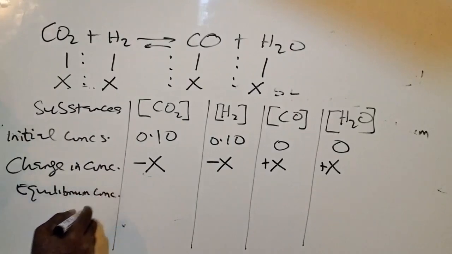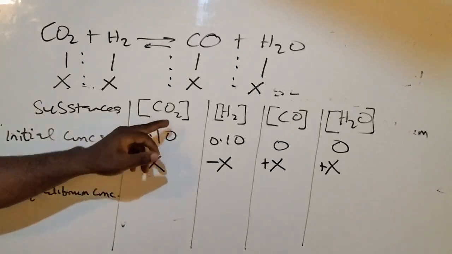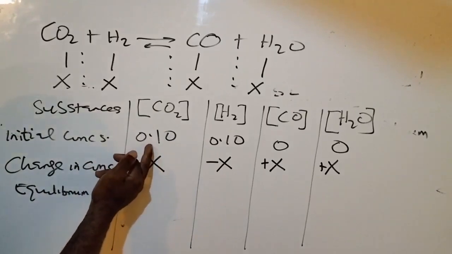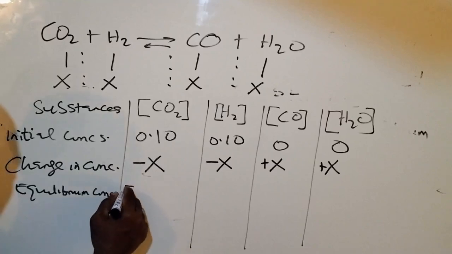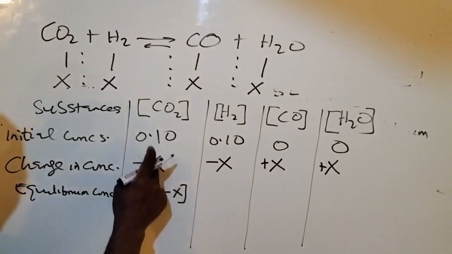That is this ICE table, to find the equilibrium concentration for the reactant. So this is the initial amount, and this is the amount that was added to this initial amount. So at equilibrium, the concentration of the reactant will now become 0.1 minus S, removing this from the initial amount.